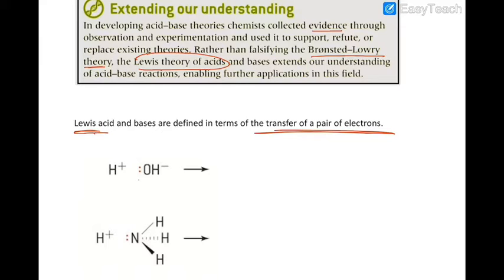If you look at this example here, OH minus and H plus, we know that H plus acts as an acid and we know that OH minus acts as a base. But if you look at this reaction in terms of transfer of electrons, we see that the electron pair is being transferred from the OH minus to the H plus. So you have an electron pair transfer. The OH minus is acting as an electron pair donor, while the acid is acting as an electron pair acceptor.